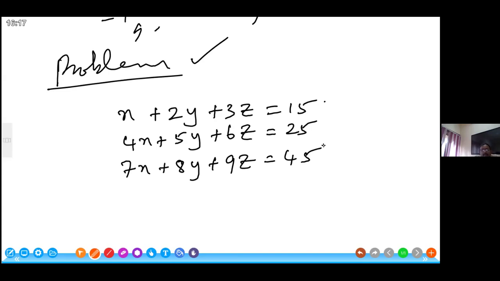Look at this. What is the problem? I just put it as it is to expand it.